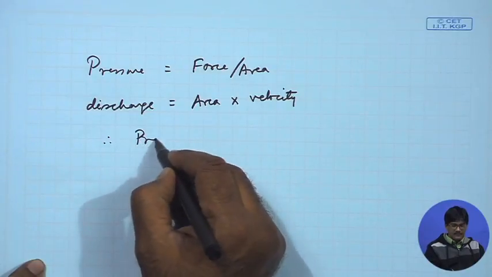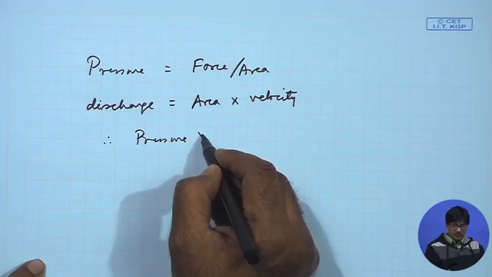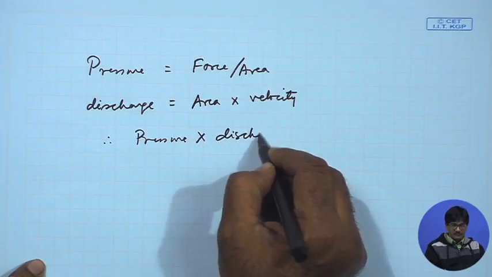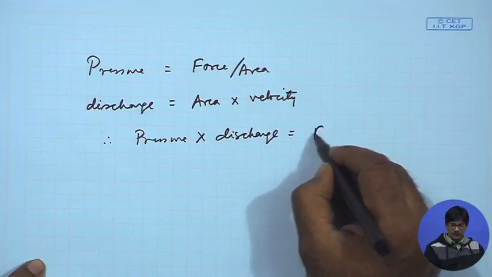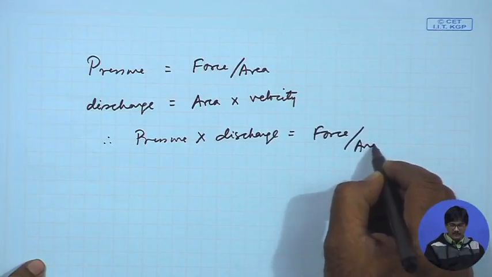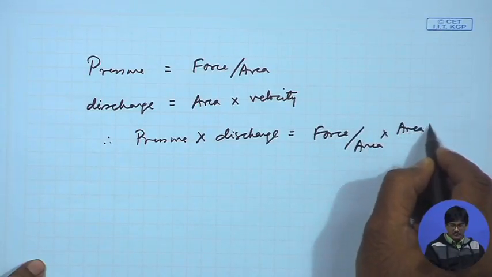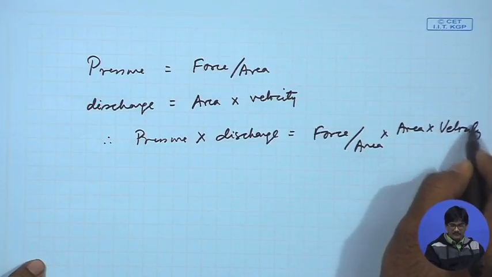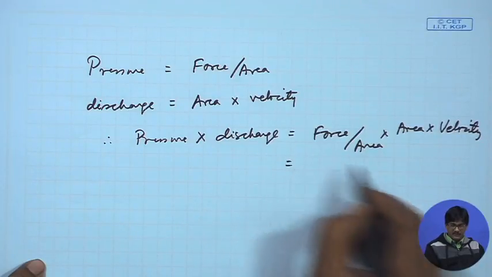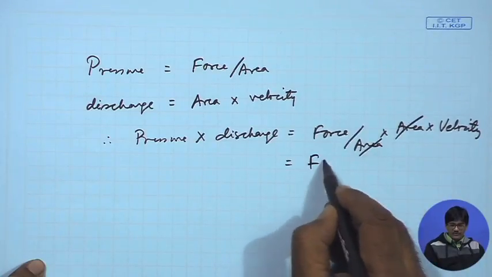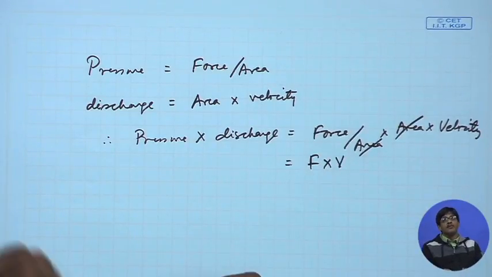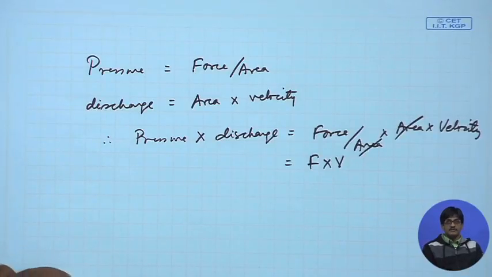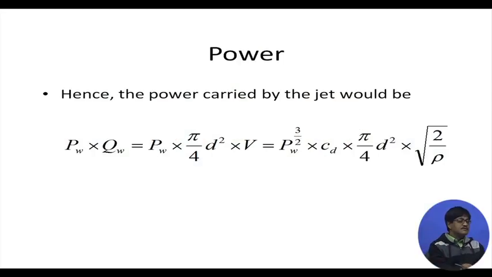Therefore, pressure into discharge becomes equal to force divided by area into area into velocity, and therefore, obviously, it is equal to force into velocity, which we know to be power. Force into displacement is energy and force into velocity is power. So, this is how, coming back to our discussion, we can calculate the power.